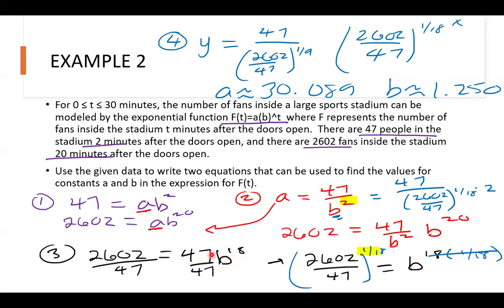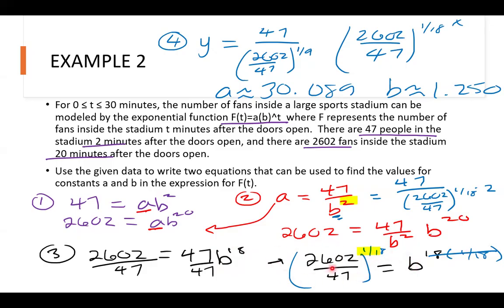So the opposite of multiplying is to divide. We divided both sides by 47. Okay, once we divide both sides by 47, the opposite of an exponent is its reciprocal. So if I need to get rid of 18, the reciprocal of 18 is 1 over 18. So I multiplied both sides by 1 over 18. Now B is by itself. What I do to one side, I have to do to the other.